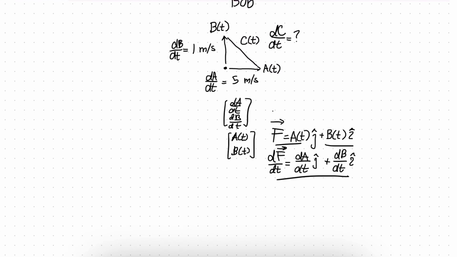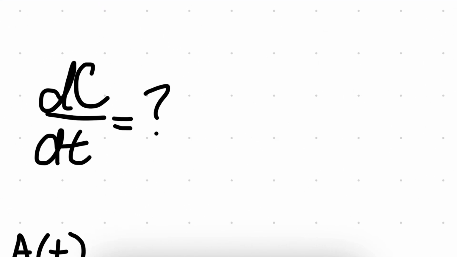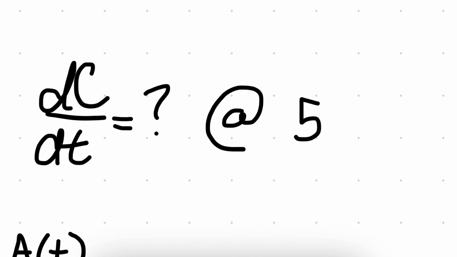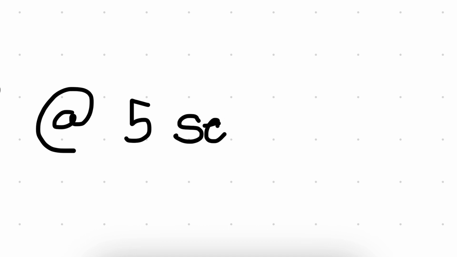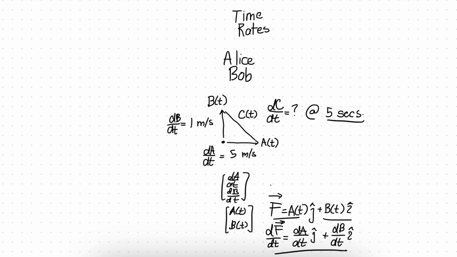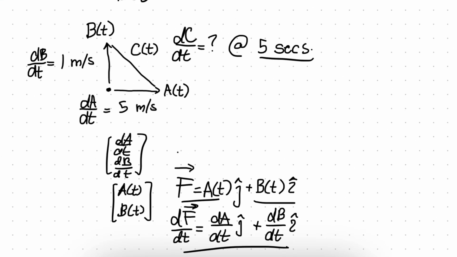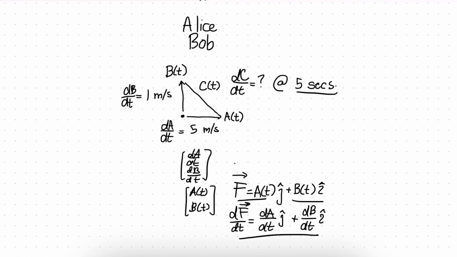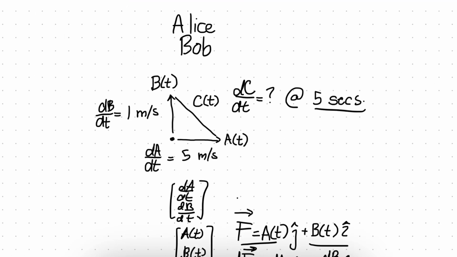And so for dC, we actually have some initial conditions. It also states in the problem that we are to find dC dt at 5 seconds. So what is dC dt at 5 seconds? We have some primary data. And we're going to be considering two cases here. We're going to consider the case wherein Alice and Bob are separating from each other at right angles. And we're also going to consider the case wherein they don't separate from each other at right angles.